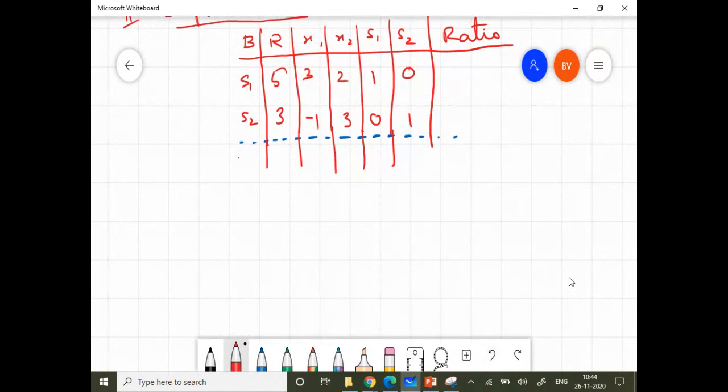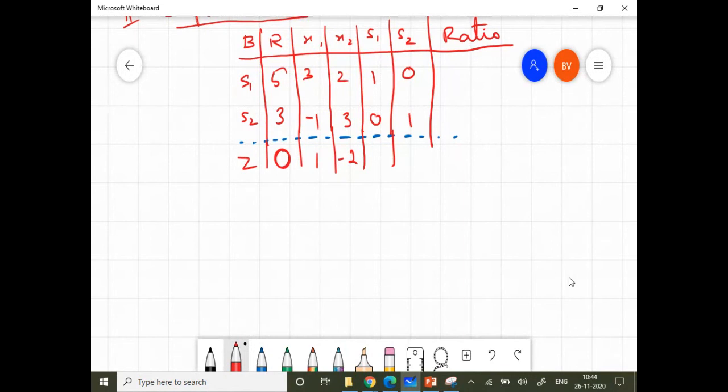Under x1 it is +1. Under x2 it is -2. Under R it is always 0 till the last step. This step will begin with 0 here. Under R, the Z value will be 0.